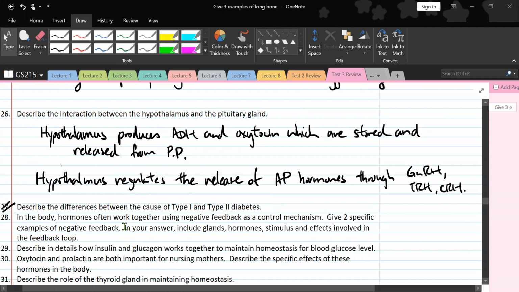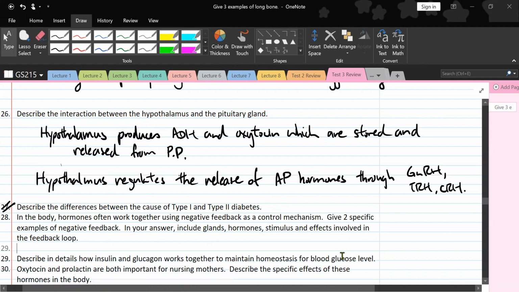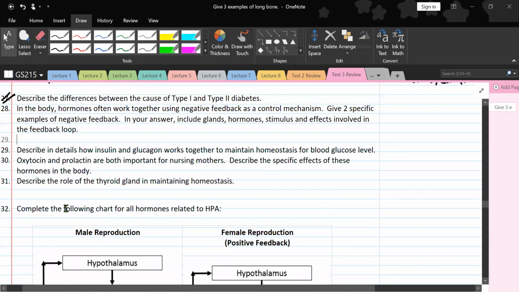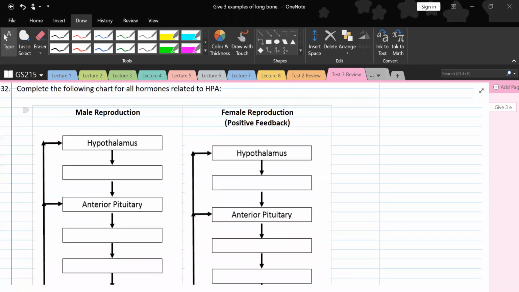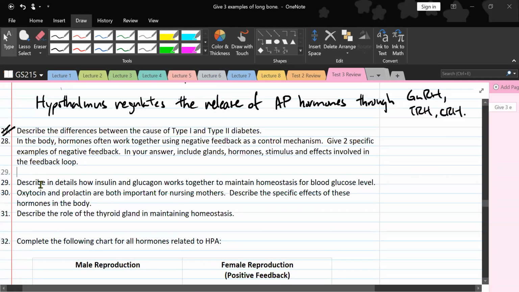In the body, hormones often work together using negative feedback as a control mechanism. Give 2 specific examples of feedback. We actually have a chart coming up later that will allow us to do this. Like over here, we're going to do that afterwards. Describe in detail how insulin and glucagon work together to maintain homeostasis. We also had a chart for this last time, so maybe I'm not going to go through it again.